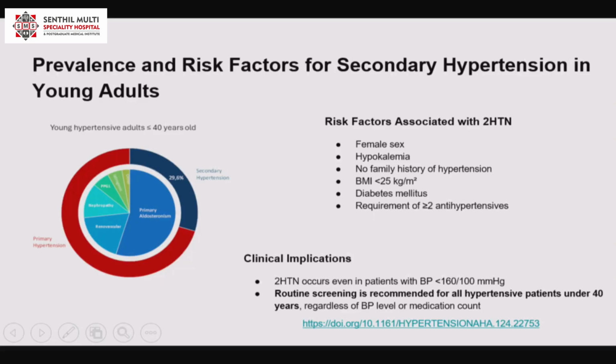So the risk factors are female gender, hypokalemia, either precipitated hypokalemia or unprecipitated hypokalemia, no family history of hypertension, and a low body mass index. As Dr. Gopalakrishnan sir discussed, obesity and hypertension are intertwined. In the absence of obesity, when a patient develops hypertension, you do suspect secondary causes. So routine screening is recommended for all hypertensive patients under 40 years, regardless of the BP level or medication count, as per the AHA statement in their article.